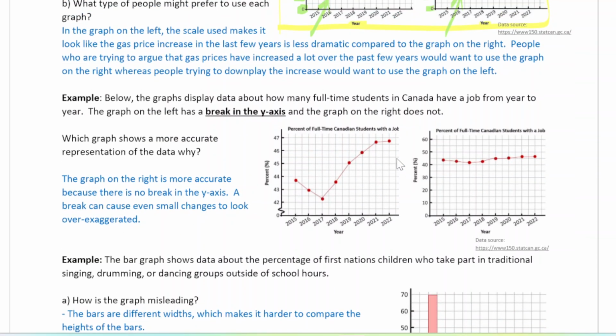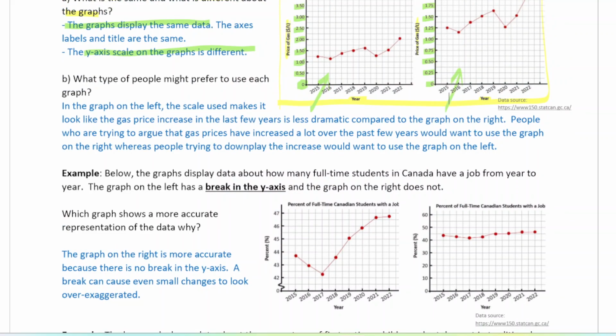Okay, really important. A way that you can really mislead your observers when you're displaying data is by making a break in your y-axis. When you're making a y-axis, you should always start at 0. But sometimes it's tempting, let's say your data is like in this example, looking at the percent of full-time Canadian students with a job, and all of the percentages are in the 40 to 50% range. So it might be tempting to skip to 40% and then go up by 1 or 2, rather than going up by tens like the graph on the right.